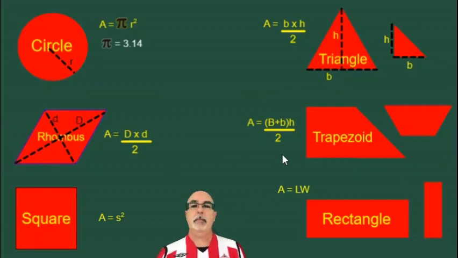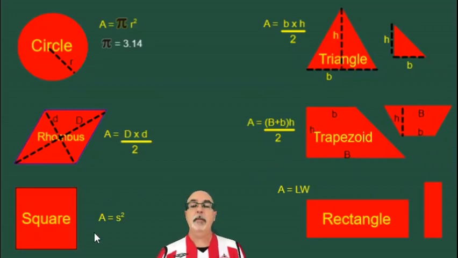And now we look at the trapezoid. The trapezoid comes in different styles as well. Here I have an isosceles trapezoid and a right trapezoid. The area formula is big B plus little b. The total is multiplied by the height and divided by 2. Here I'm showing where the big B, the little b, and the height are for 2 different types of trapezoid.